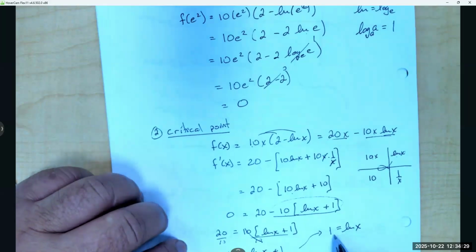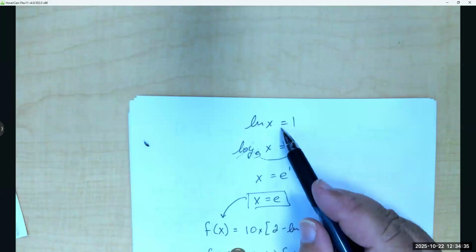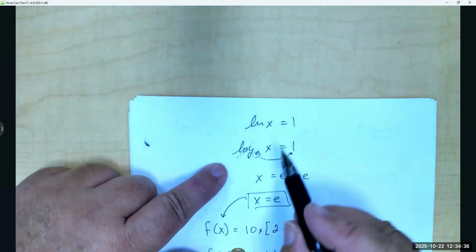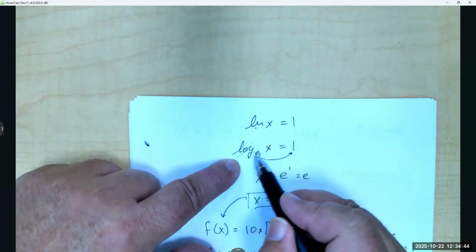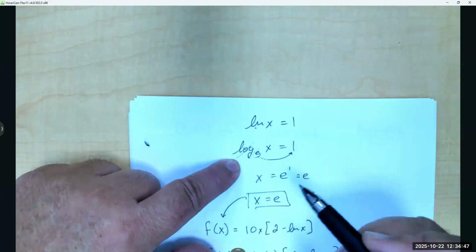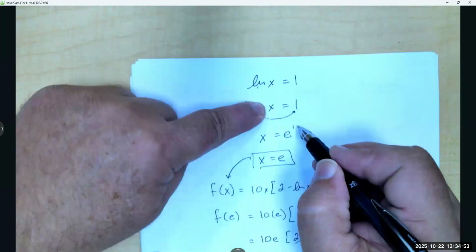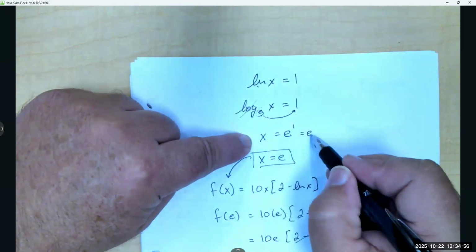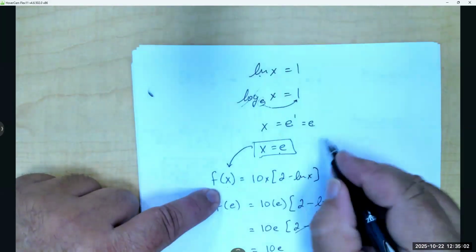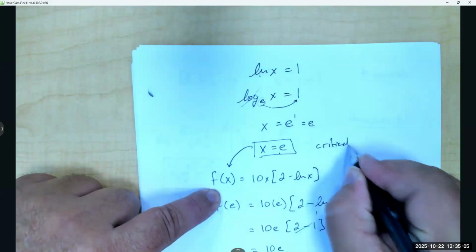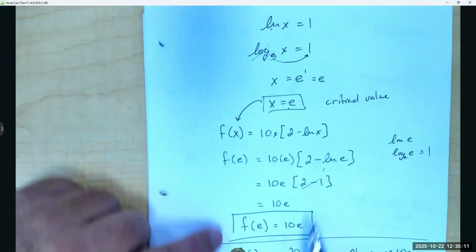And so where does ln x equal 1? We took the ln function and converted it back to logs. ln is the natural log, so it's log base e. So the e comes over to the other side, and x is equal to e to the power 1. e to the power 1 is just e, so x is equal to e. This is my critical value. I take that and plug it back into the original function.